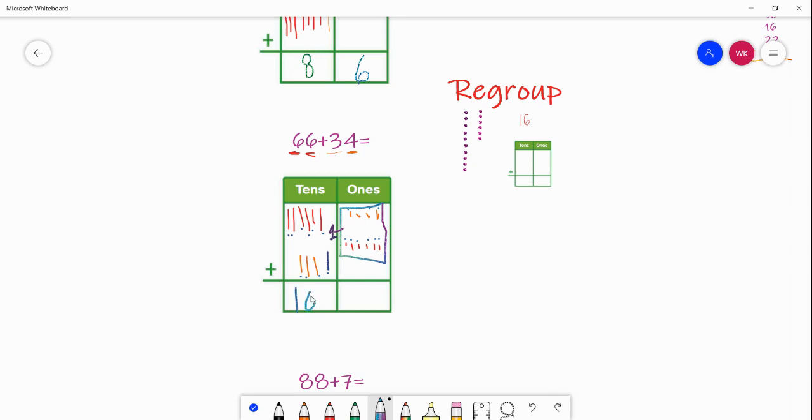It would actually be, I would move a 100s right here. And this is how you would draw that one out. You would have a 1 in the 100 spot, a 0 in the 10 spot, and a 0 in the 1 spot. So 66 plus 34 equals 100.